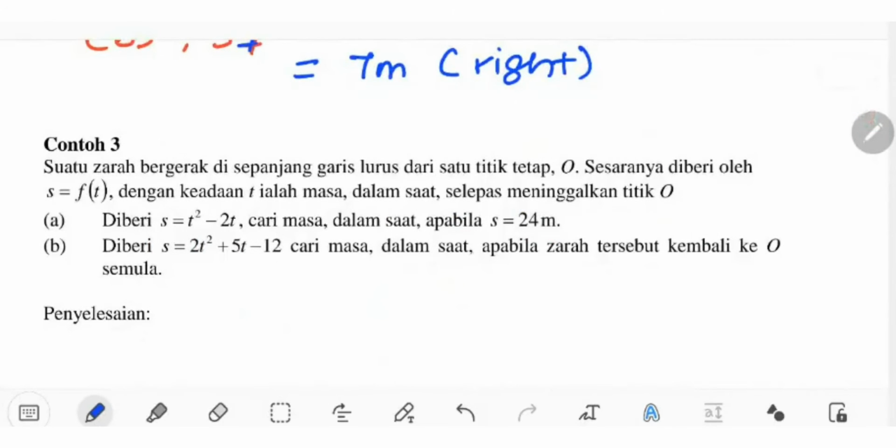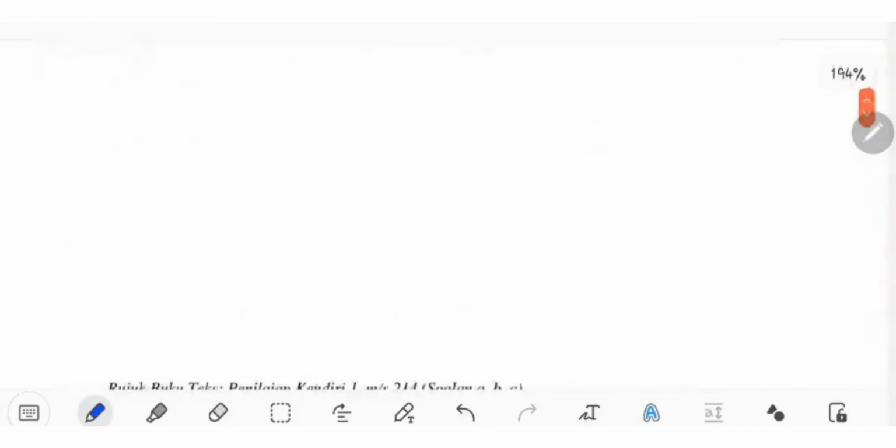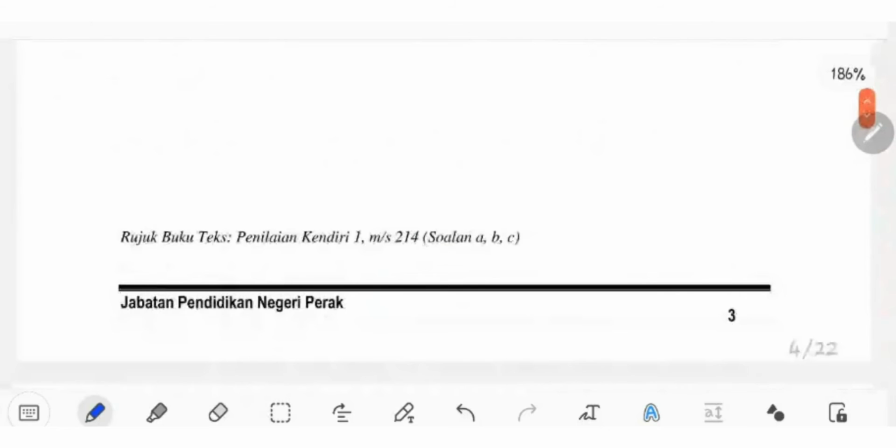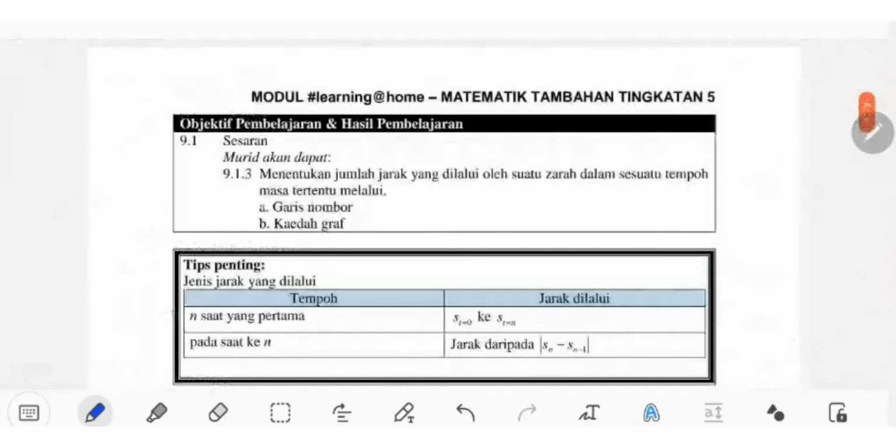Saya ingat saya nak guna nota yang satu lagi. Yang ini kamu boleh, maybe after this you can try all this, the example 3. Lepas tu boleh cuba, ni apa? Dah masuk velocity ke ni? Belum. Okay, tak apa. Saya nak pergi nota saya yang satu lagi.